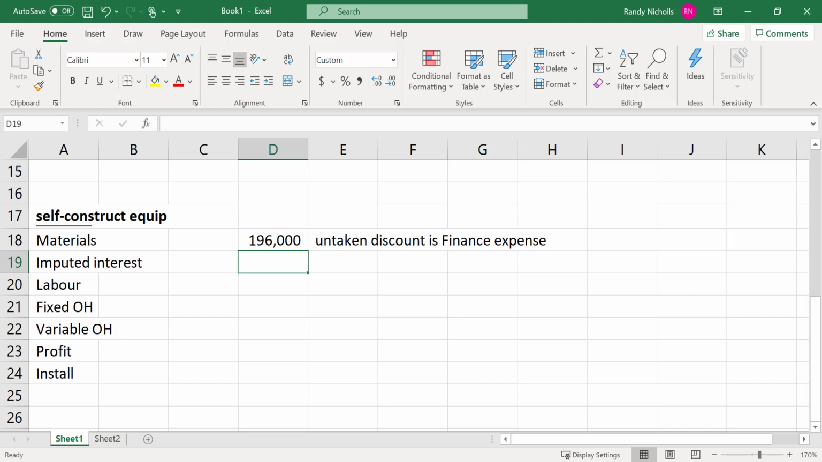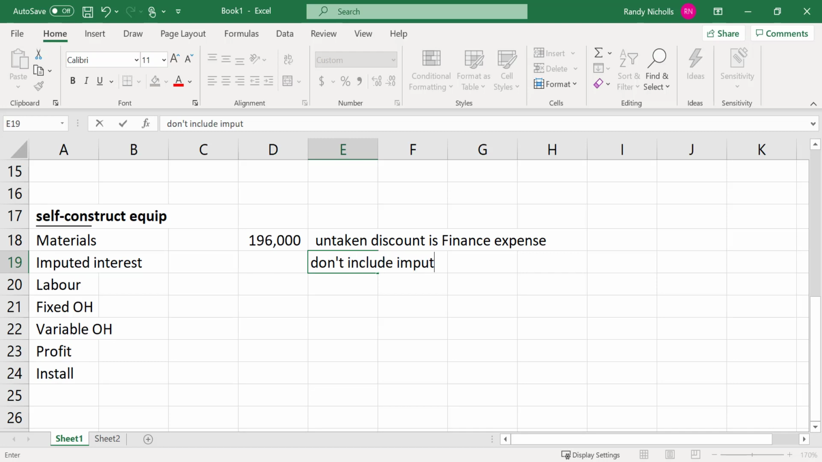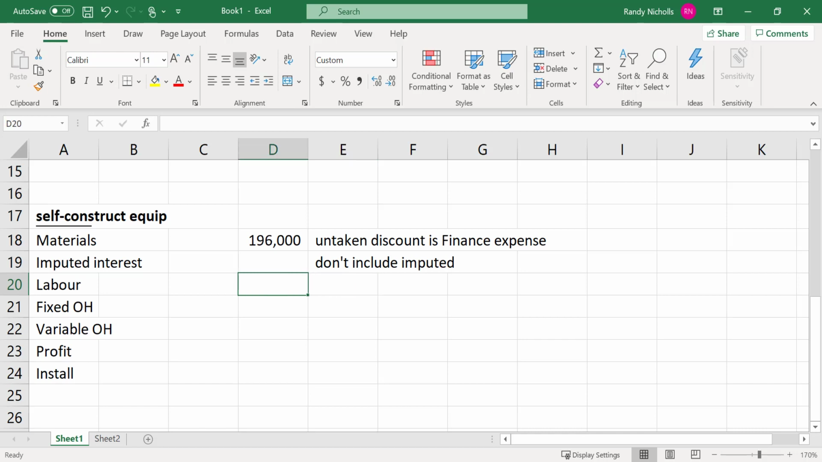Imputed interest, again, this is beyond what I'm going to test you on. For our purposes, I do want you to be able to deal with interest, but any question you will see, it will be actual interest and it'll be calculated and you'll have the amount. So, you might see one where we incurred $5,000 of interest during construction and then know how to deal with that. Don't worry about imputed interest.